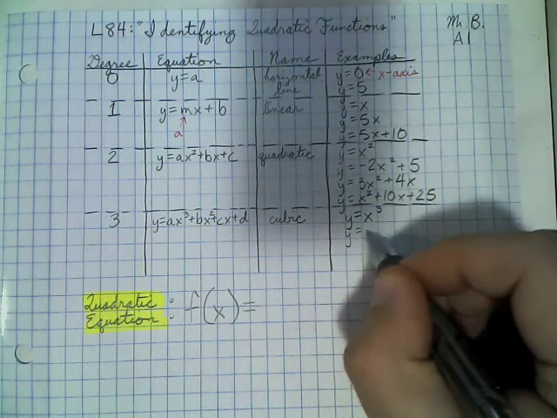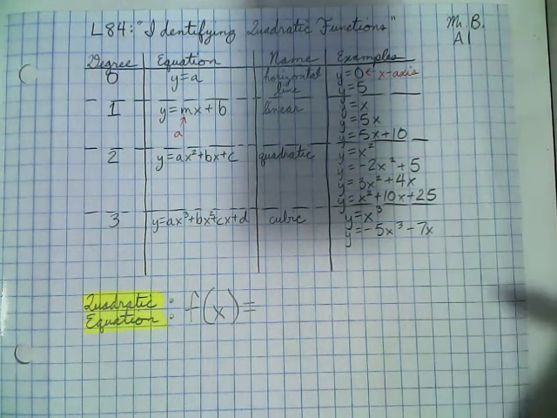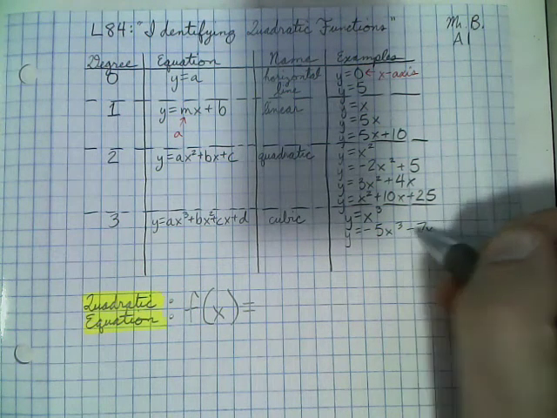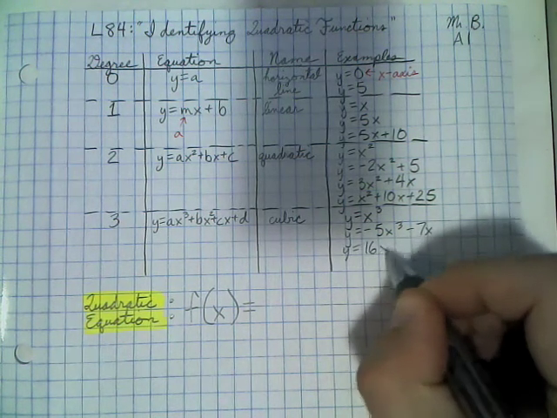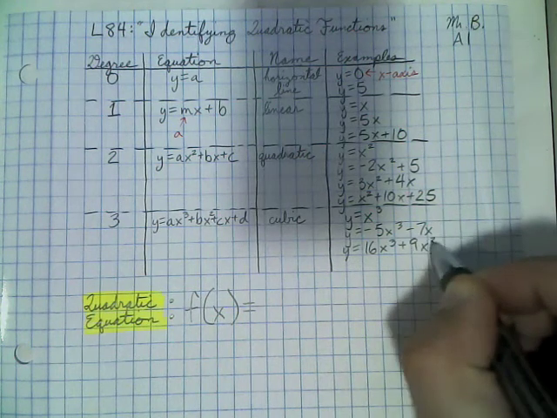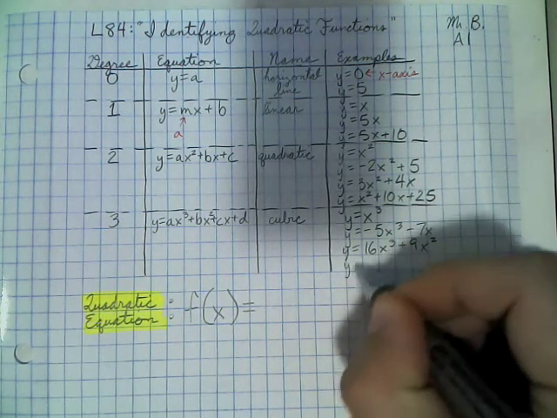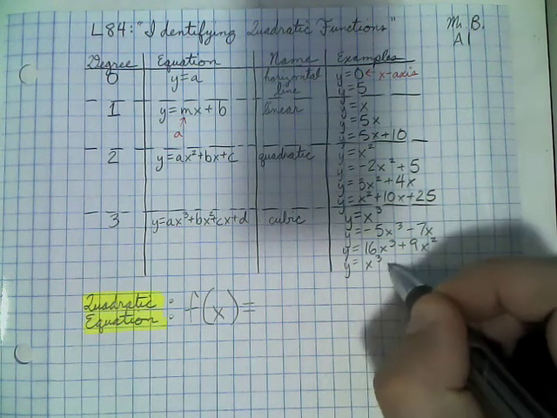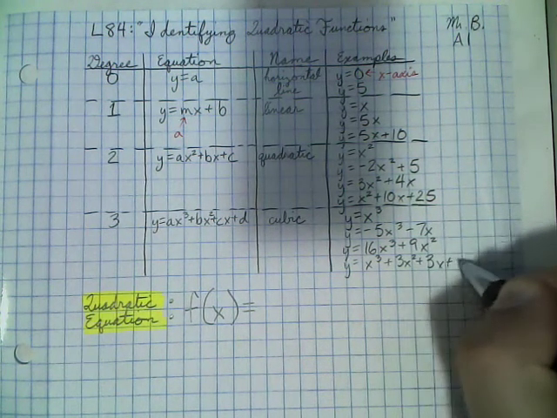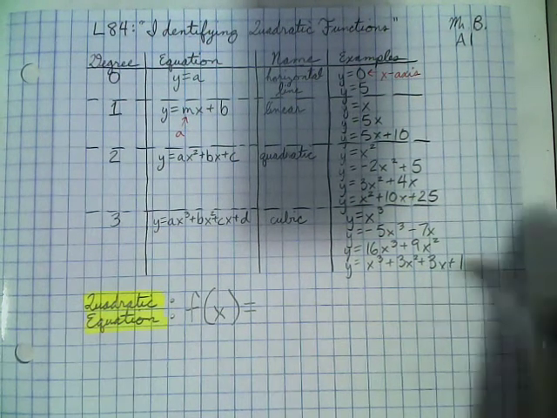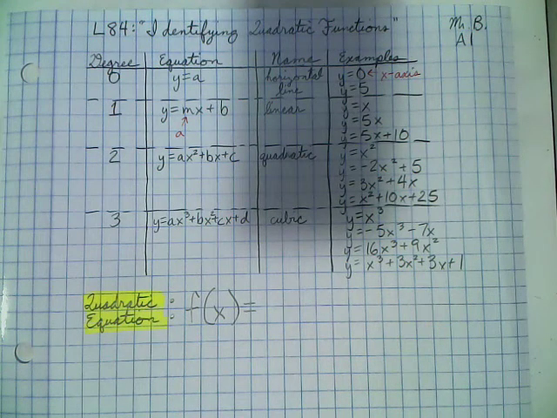Or a little more complicated, y equals negative 5x cubed minus 7x. Here we're missing the quadratic term and the constant term. I could have y equals 16x cubed plus 9x squared, so we're missing the linear term and the constant term. Or I could have y equals x cubed plus 3x squared plus 3x plus 1, where I have all four terms. These are all cubic functions.